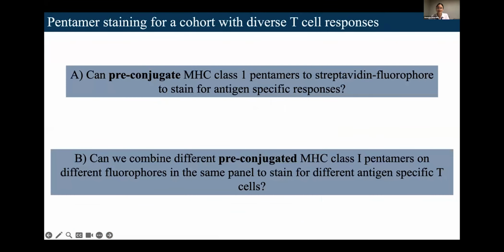So that's going into really the 2 parts of my talk for today. At first we asked, can we pre-conjugate biotinylated MHC class 1 pentamers to streptavidin-fluor to stain antigen-specific responses? And then we wanted to know if we could do that pre-conjugation, conjugate 2 different pentamers to 2 different fluorophores, stain in the same sample, but still pull out 2 unique epitope-specific CD8 positive T cells.